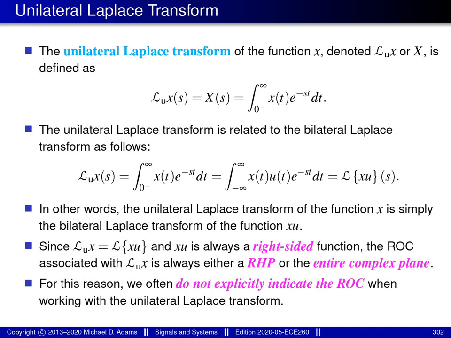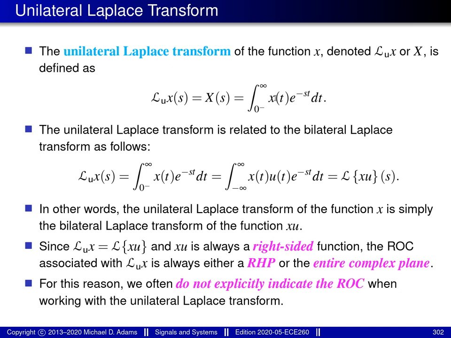At the beginning of this unit on the Laplace transform, we were told that two versions of the Laplace transform are commonly used, namely the bilateral and unilateral Laplace transforms. Then we proceeded to focus our attention exclusively on the bilateral case. At this point, I'd like to formally introduce the unilateral Laplace transform. The unilateral Laplace transform of the function little x, which is denoted by script L subscript u little x, or simply big X, is given by this particular formula here.